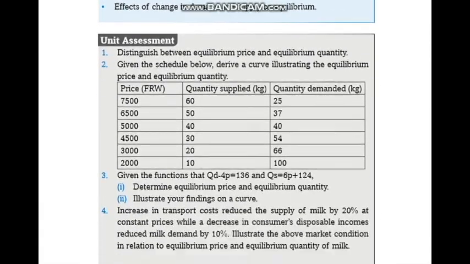We also saw, as a unit assessment, equilibrium equations. 1. Distinguish between equilibrium price and equilibrium quantity. 2. Given the schedule below, derive a curve illustrating the equilibrium.